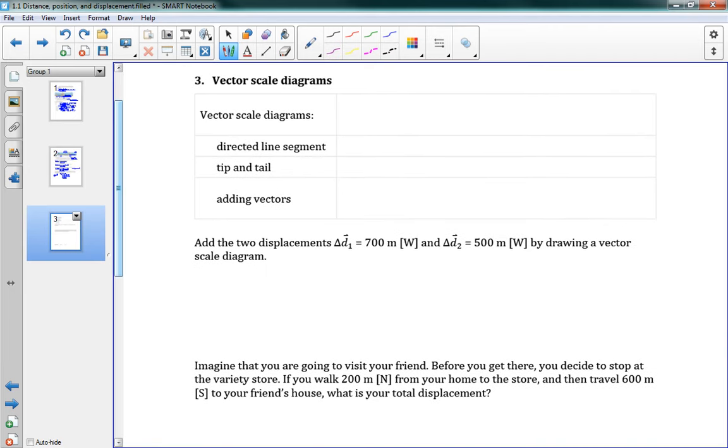Okay, let's take a look at the final page. And this one says vector scale diagrams. So that's sort of what I just did in that last question. I didn't really use a scale, but I did make a little diagram to help me. So a vector scale diagram is where we draw vectors, and vectors, when we draw them as arrows with a certain scale.